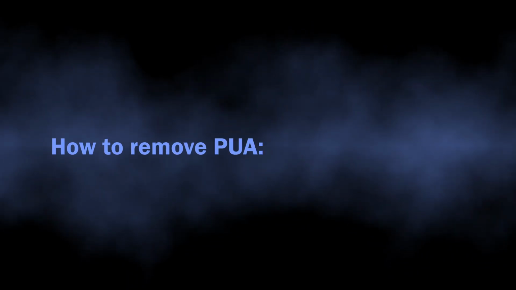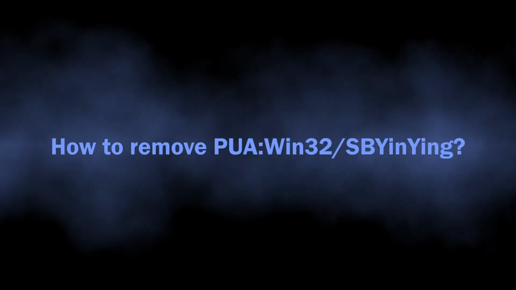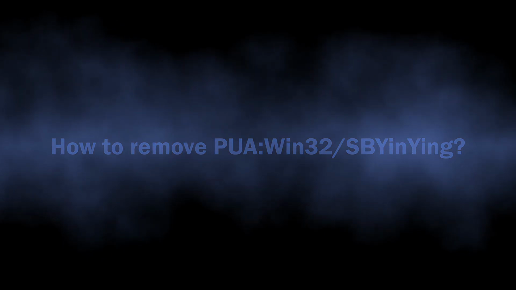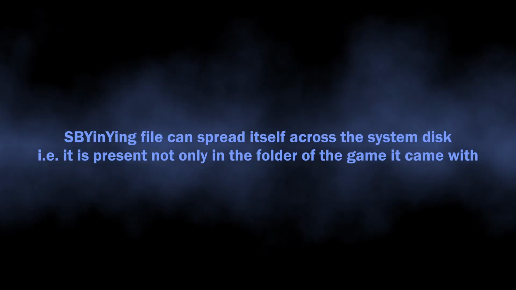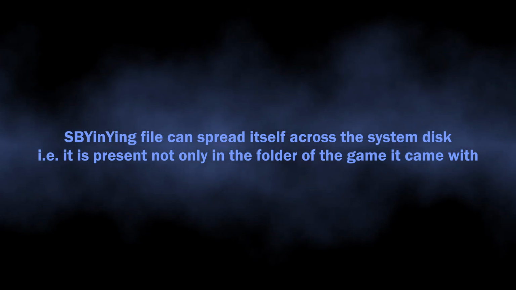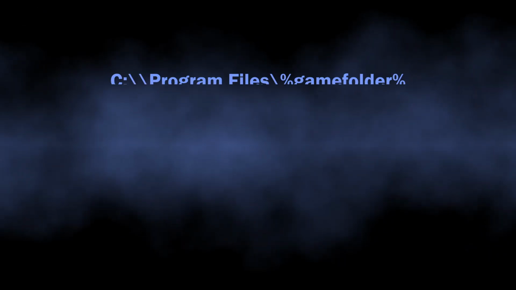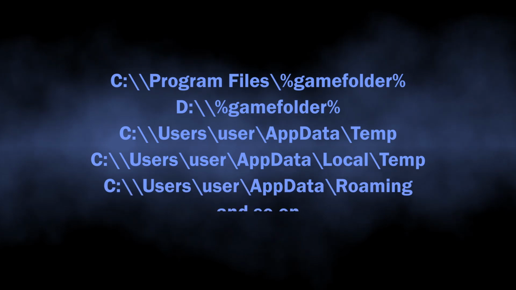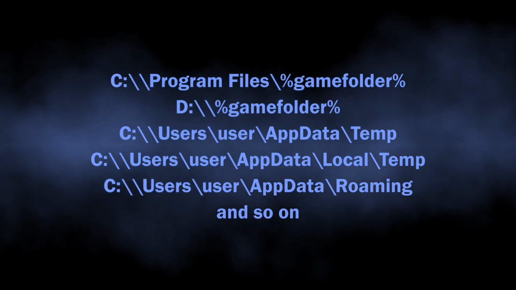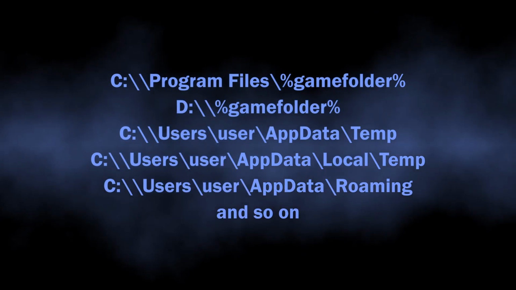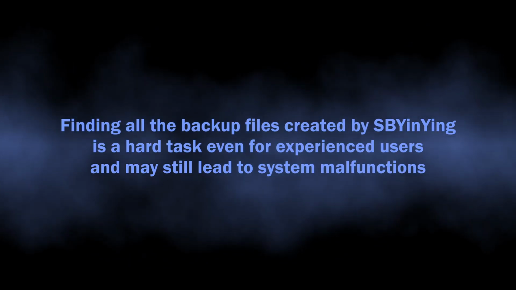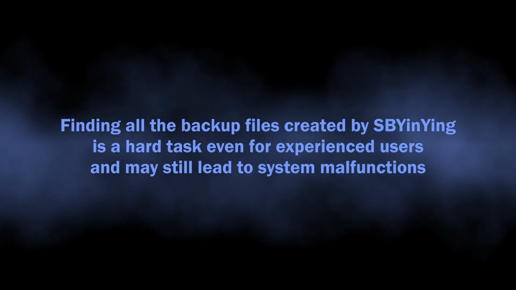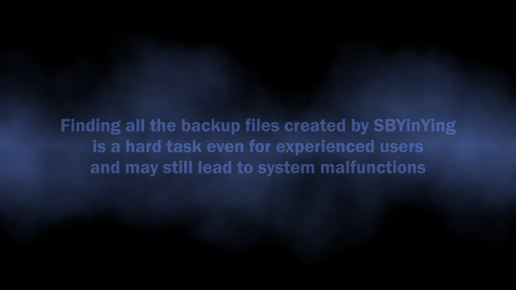Okay, with that being said, let's figure out how to remove PUA Win32 SBYinYing. The original DLL file sits rather deep among the files of the game or a program, but it is not solitary. Typically, it drops several copies of itself across the system after the first launch. So, deleting one file won't affect the adware at all. Tracking all of them and deleting the files is a rather tedious process, especially since in different attacks we have seen the malware using different folders.